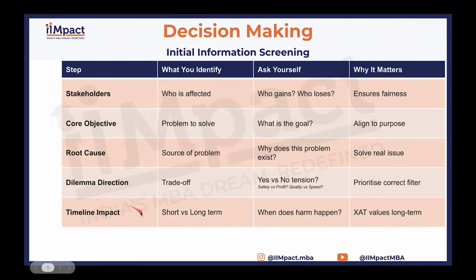Finally, what is the timeline impact? Whatever the option is saying, whatever the proposed solution is, is it addressing the problem in a short term or a long term? The reason why this matters is that XAT generally prefers long term solutions. Of course, if they want you to prefer a short term solution, they will try to build that in the main passage, which is again something we will identify in this step itself.